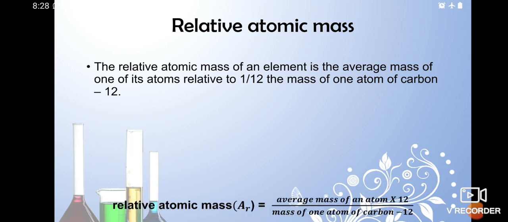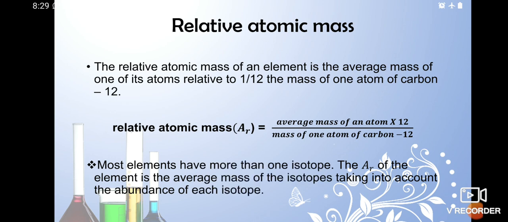See here, the relative atomic mass formula is the average mass of an atom times 12, divided by the mass of one atom of carbon-12. Most elements have more than one isotope. I will explain isotopes in the next slide. Nearly 118 elements are known to us, and for most of them more than one isotope exists. So the relative atomic mass of an element is the average mass of its isotopes, taking into account the abundance of each isotope.